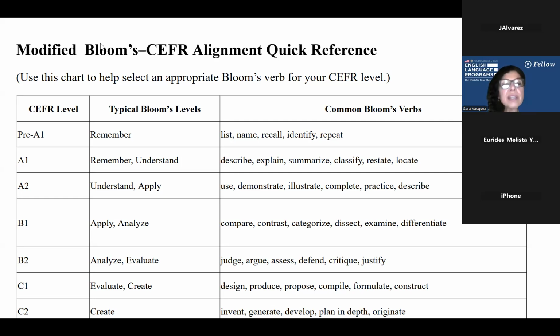Originate. So this kind of gives you all the levels using all the 3 entities that we discussed. We started with SWBAT. We looked at Bloom's taxonomy, how to make our objectives more precise. And then we aligned them with our CEFR levels so that we are going to be in synchronization with your Panamanian standards. All right, this one is a great handy chart for you to look at and keep.